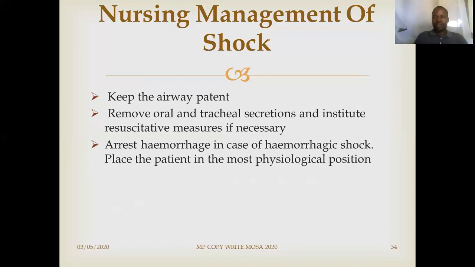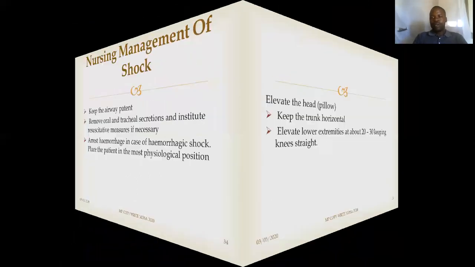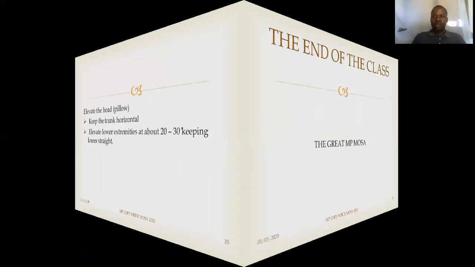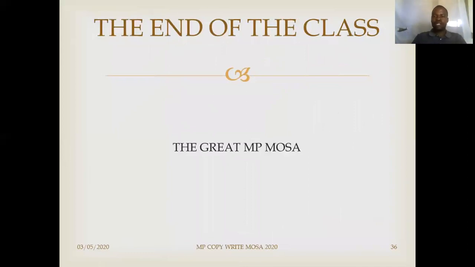Arrest hemorrhage in case of hemorrhagic shock, which I've already explained. Place the patient in the most physiological position, which I've already mentioned. Elevate the head pillow. I've already explained that. Keep the trunk horizontal. I've already explained that as well. Elevate the lower extremities about 20 to 30 degrees, keeping the knees straight. So if you look at these, they are things that we've already discussed.